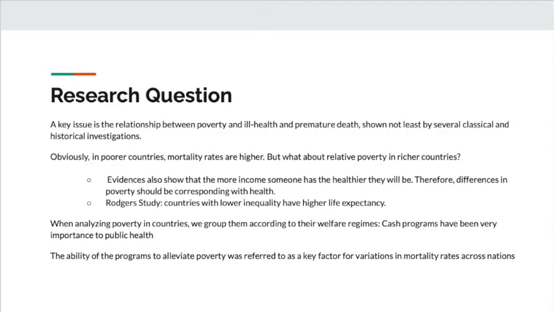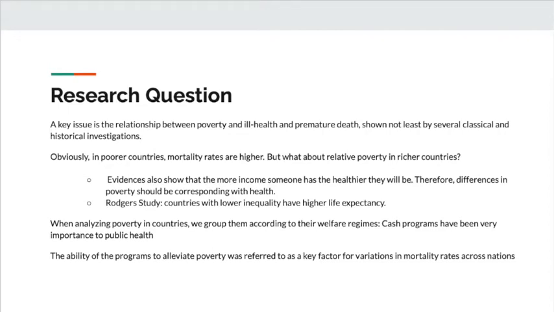I would like to explain relevant contextual information regarding this research. The authors say that a key issue is the relationship between poverty and ill health and premature death, shown by several previous investigations. In this sense, poverty affects mortality rates, and obviously in poorer countries, mortality rates are higher. So the authors wanted to explore how the relationship works in what they consider to be richer countries.